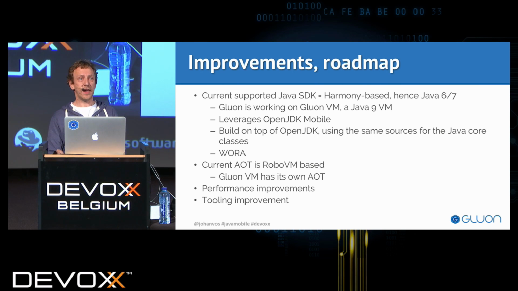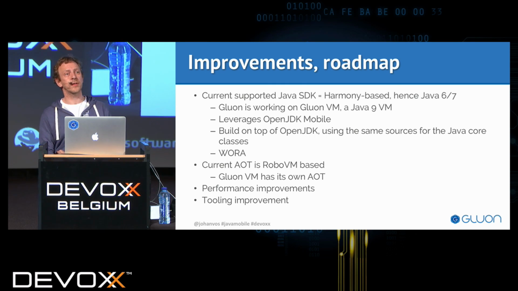At this moment, the AOT, so the compiler that compiles the bytecode into the native iOS code, is based on RoboVM, but we already have our own AOT compiler that will be part of the Gluon VM once we release it. It will improve performance. Apart from Gluon VM, we will also work on performance improvements in the graphics layer and in other parts.